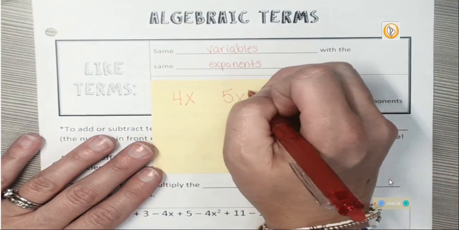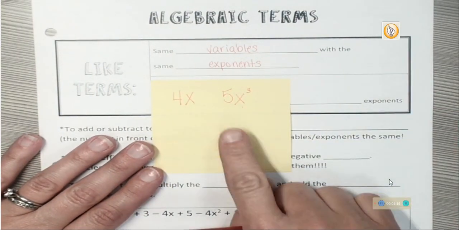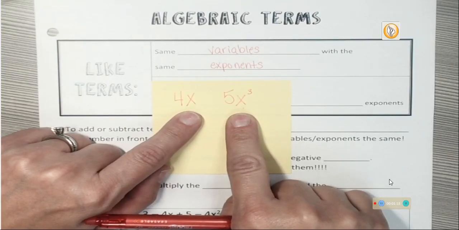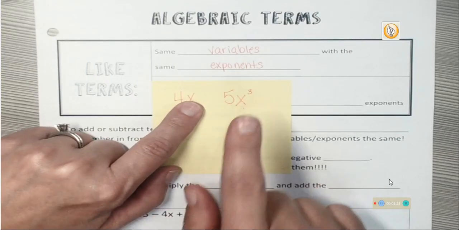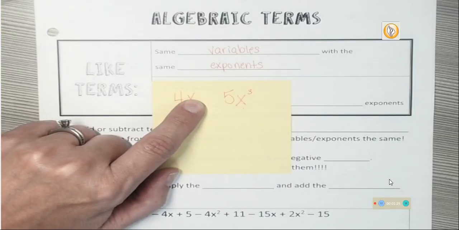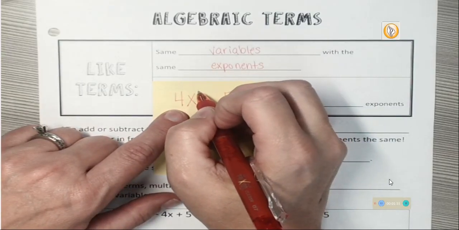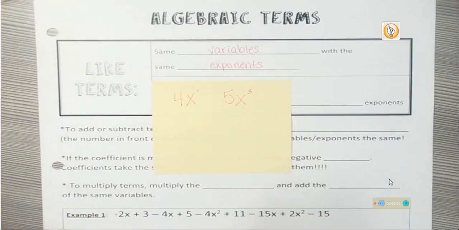Okay? What if I did this? They both got an x, but why not? They don't have the same exponent. That's a 3. Now, somebody's going to argue and be like, it don't have an exponent. It does have an exponent. What is it? It's a 1. So you don't have to write the 1, but we have to remember that's a 1. Okay?